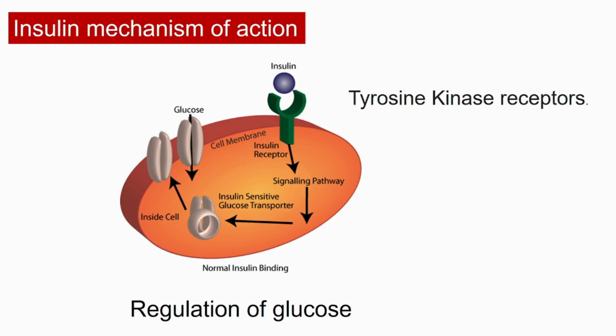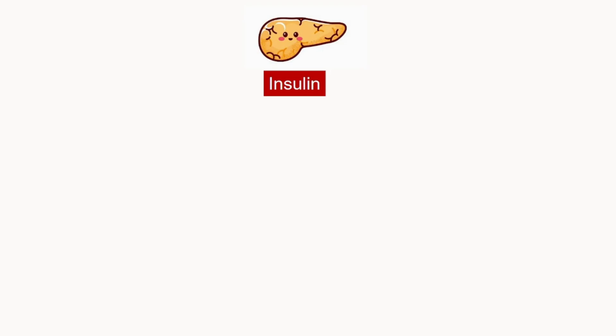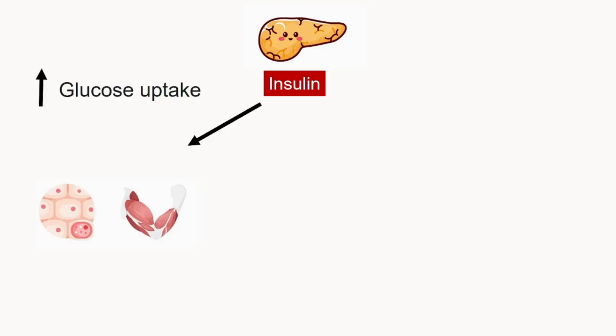So the primary effect of insulin is regulation of glucose, or glucose metabolism, managing glucose levels in the blood. So let's see how this insulin helps to regulate glucose. The primary effect of insulin is on glucose uptake into the peripheral tissues.